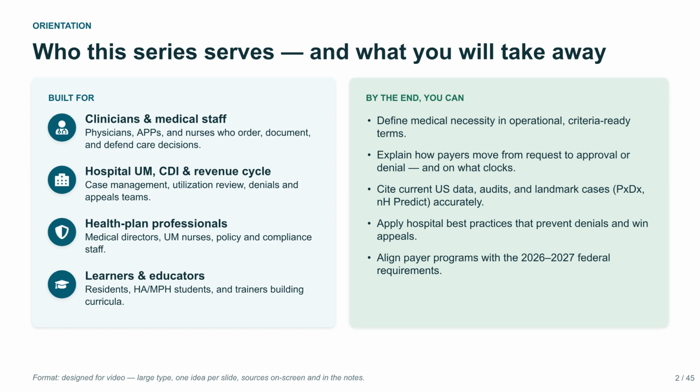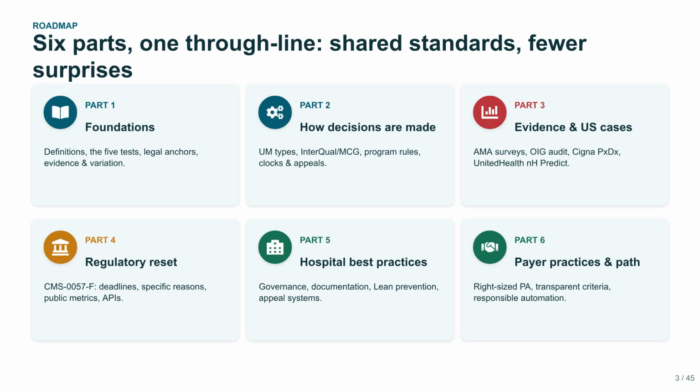By the end, you will be able to define necessity operationally, narrate the decision pipeline, cite current federal data and landmark cases, apply denial prevention best practices, and align your programs with upcoming federal requirements. We have structured this into 6 parts. We begin with foundations and the mechanics of decision-making. We then move to evidence and legal cases, the 2024 to 2027 regulatory reset, and finally, actionable playbooks for both hospital and payer teams to help reduce friction and improve alignment.